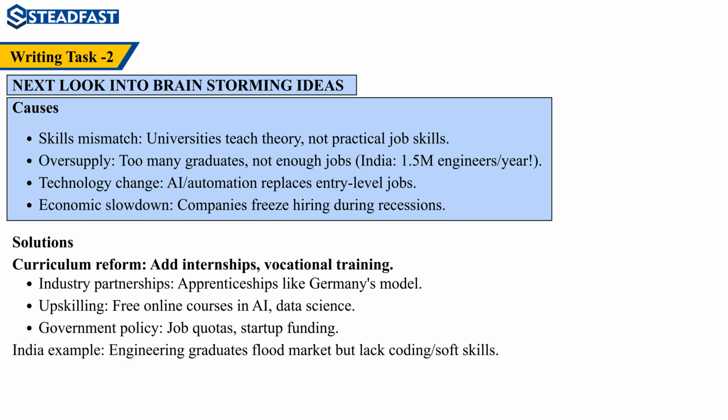For causes, skills mismatch. Like universities teach theory, not practical job skills. And the next one, oversupply. Too many graduates, not enough jobs. The next one, technology change. AI or automation replace entry-level jobs. Next, economic slowdown. Companies freeze hiring during recessions.